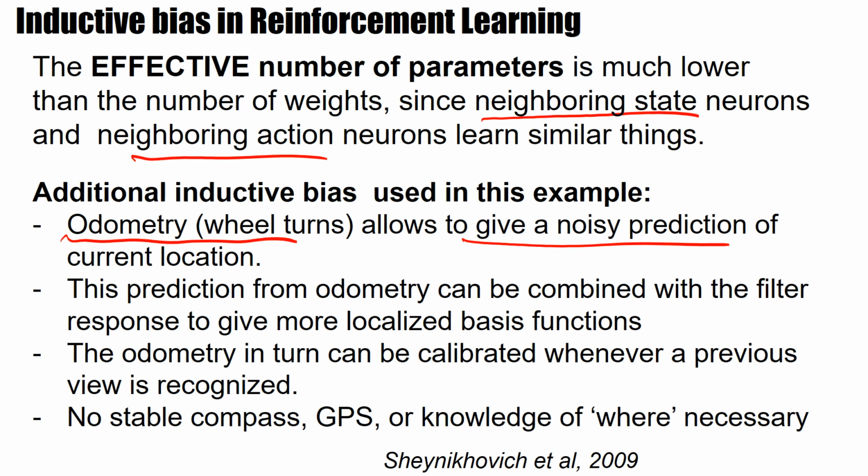This prediction from odometry can be combined with the filter response to give more localized filters, and in turn, the odometry can be calibrated whenever a previous view is recognized. So the whole process of pathfinding here towards a goal works without a stable compass, without GPS, without any knowledge of where, no knowledge of the location. It's the connection between states that are encoded in basis functions and actions that are encoded in directional neurons.